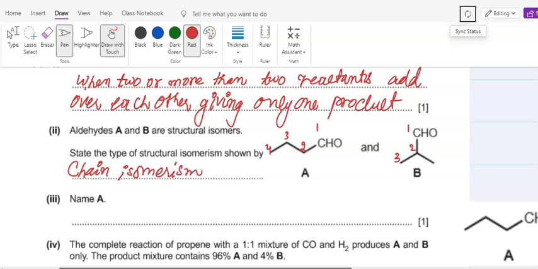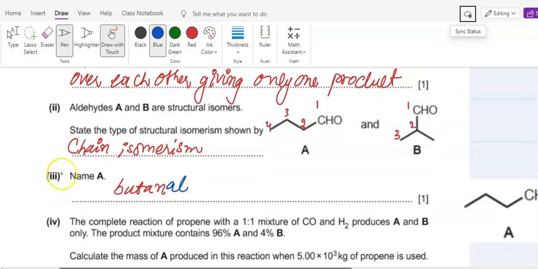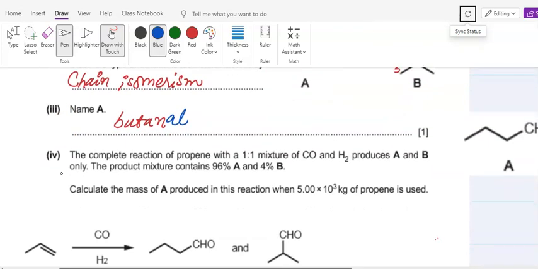Now name A, which has 4 carbons. So you need to write butane, and the functional group is aldehyde, so you need to write butanal. You don't have to mention a number for the aldehyde group. Why? Because it is a terminal group.